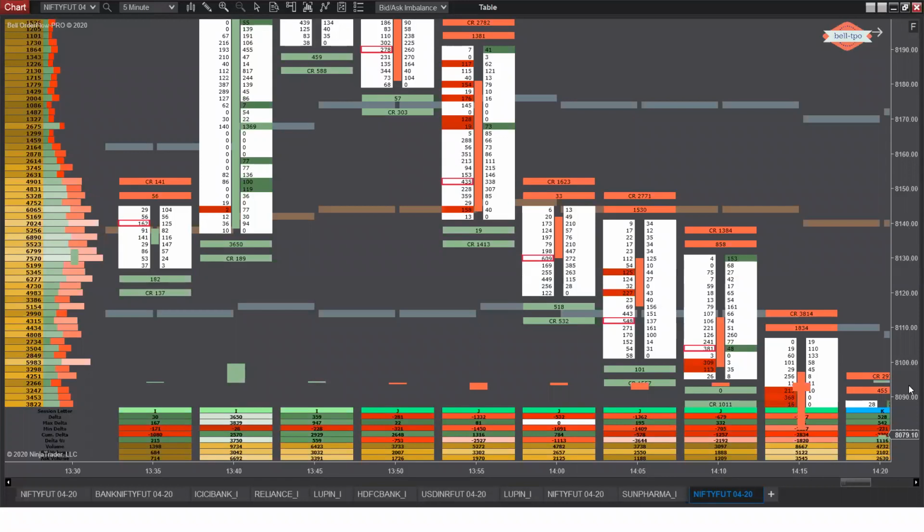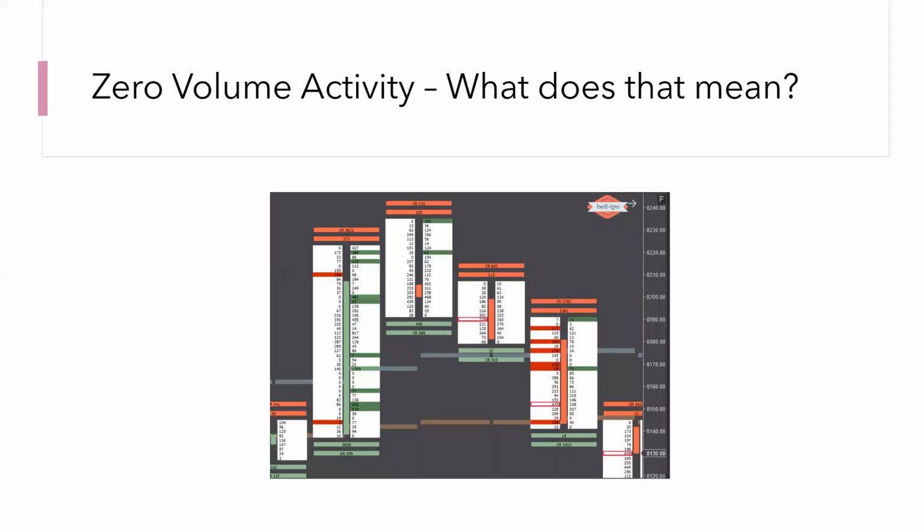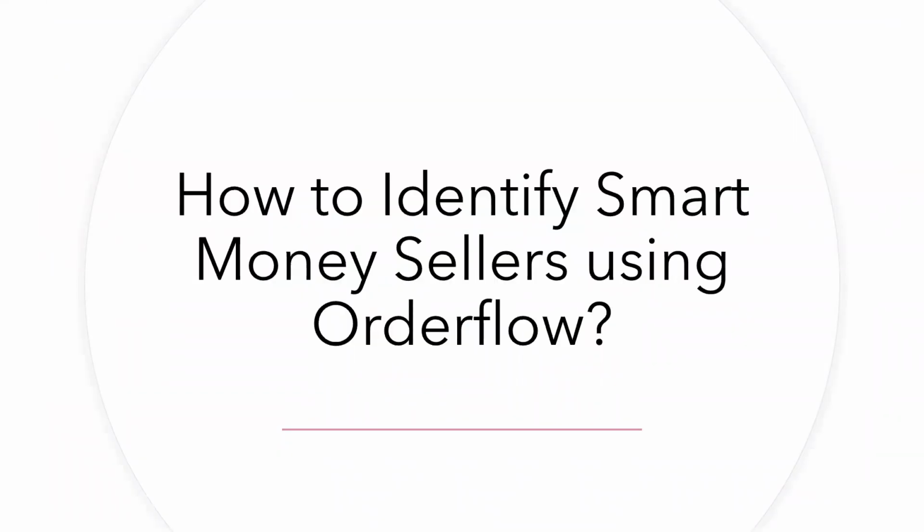Okay, coming back to the topic here, we've been discussing the zero volume activity. We know that zero volume activity is nothing but a lack of trading activity, lack of liquidity, and a kind of intraday gap. So how do we identify smart money sellers from the order flow? Let me give a sketchy example which helps you identify this. Tomorrow, if you're watching the order flow chart, you can straight away go and practice this.